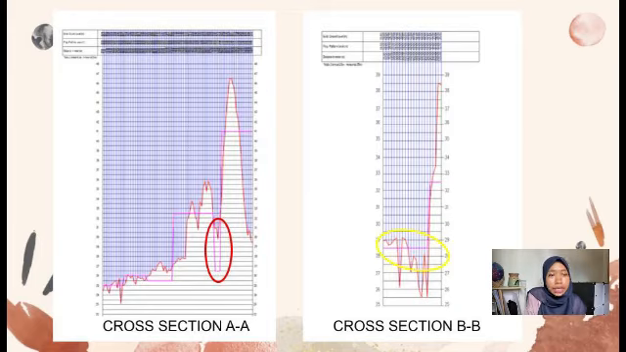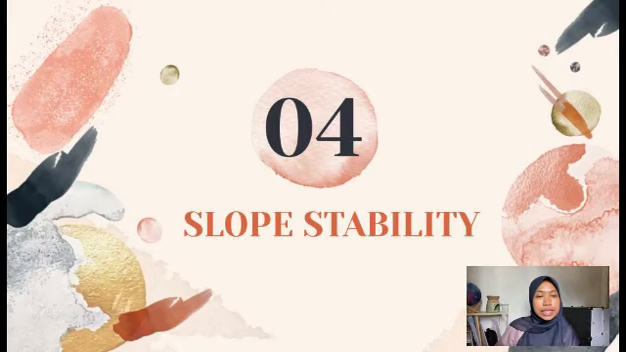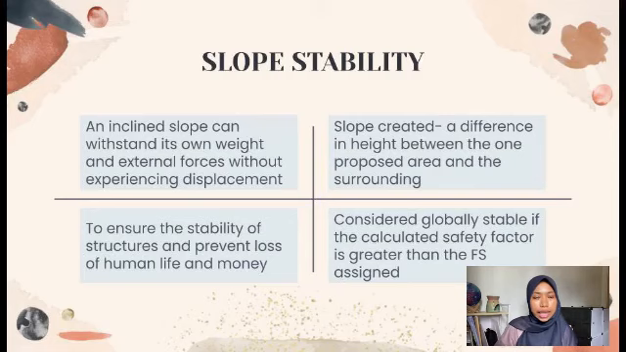Apart from that, the cut soil will be used to fill up the fill area, resulting in reducing the cost of the construction since no extra soil is needed. The design requirement that needs to be fulfilled in the job scope of the earthwork department is slope stability. Slope stability is an inclined slope that can withstand its own weight and external forces without experiencing displacement. It is done to ensure the stability of structures and prevent loss of human life and money.